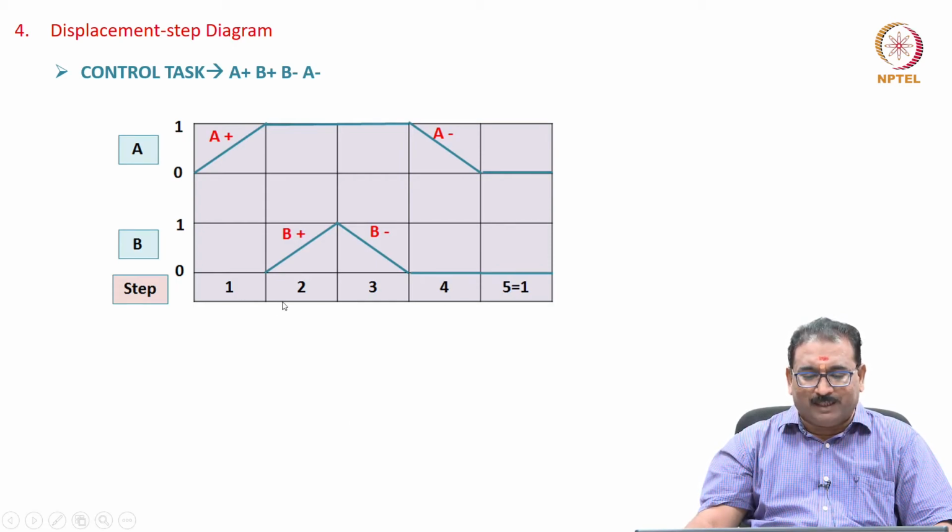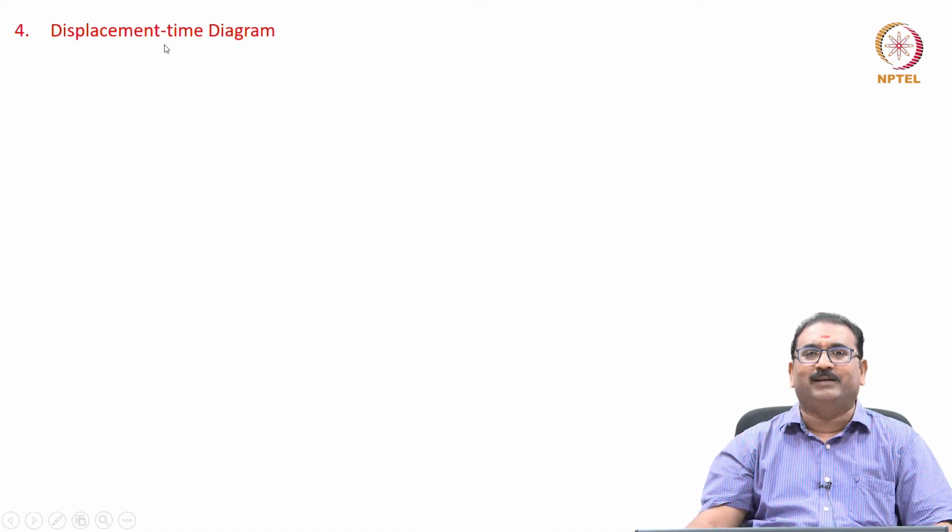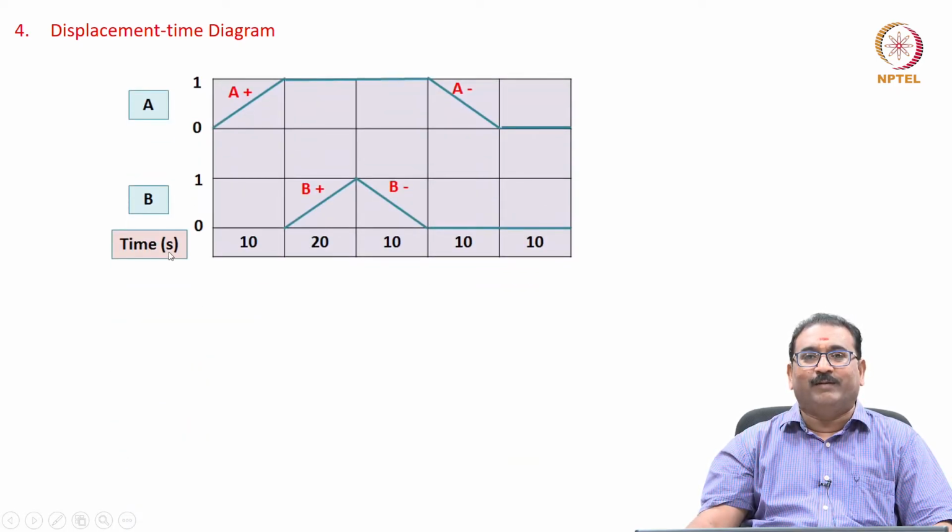If you know the timings for each step, you have to represent this in the displacement time diagram. It is the same, friends. See here. Now I am taking for each step A plus some 10 seconds, B plus 20 seconds, B minus 10 seconds, then A minus again 10 seconds. Then the cycle will repeat. If you know the timing, you have to represent it like this also. That's why the displacement step diagram and displacement time diagram look the same.